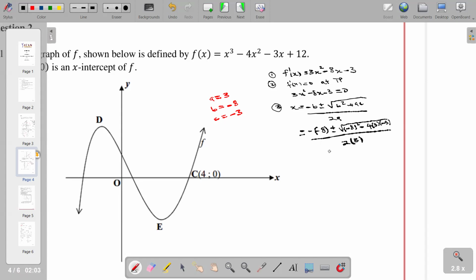Then you simplify that. It therefore means we have to go to the calculator. Trust your calculator. Avoid doing those things mentally. So when you go to the calculator, what are we going to get?